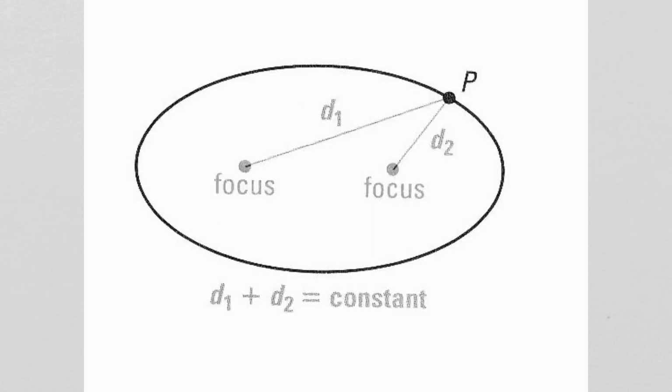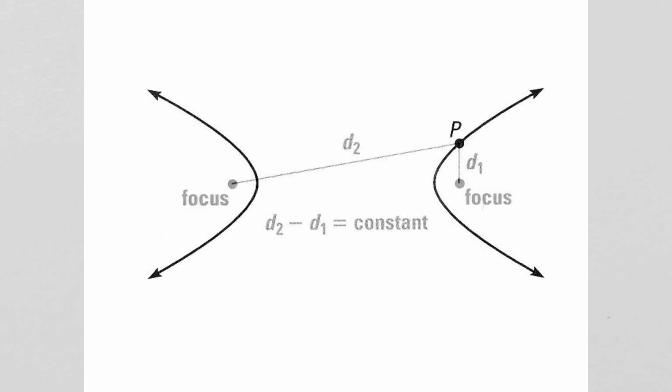And moving on to a picture of an ellipse, I just want to remind you that wherever you stop on the ellipse, let's say point P, if you take the distance from point P to one of the focus points, and then you add the distance from point P to the other focus point, that means you would add D1 plus D2. The sum of those distances would always be constant no matter where you land on the ellipse.